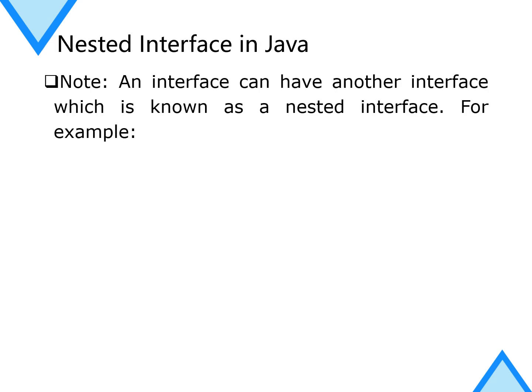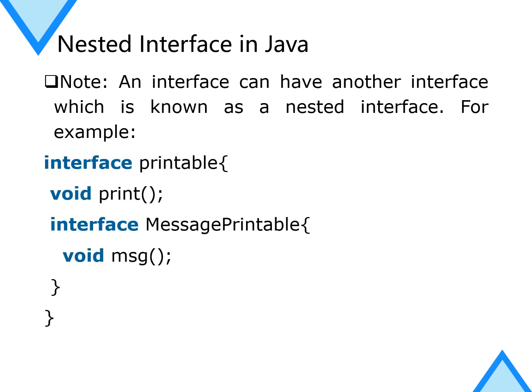Nested interface in Java, as the name implies, is similar to a nested loop. If we have one interface inside another interface, then this phenomenon is called nested interfaces. For example, we have interface Printable, we have a method of the Printable interface, and inside this interface body we have another interface called MessagePrintable, and it also has its own method message. So one interface is inside another interface, so it is called a nested interface.